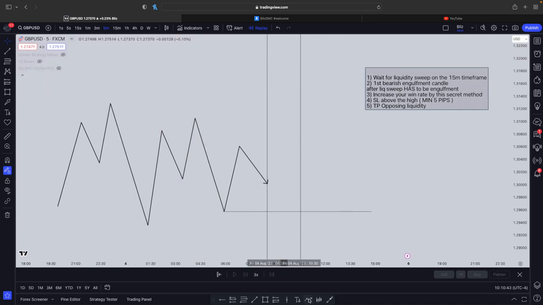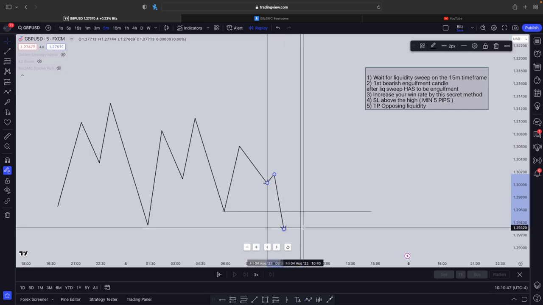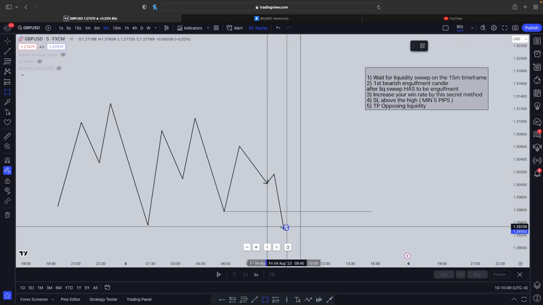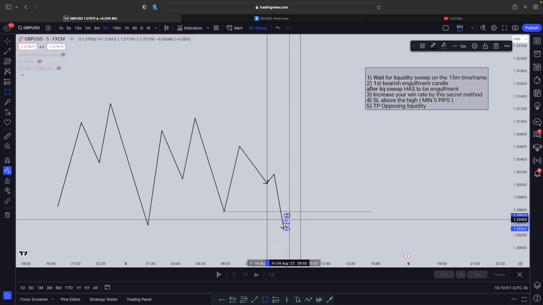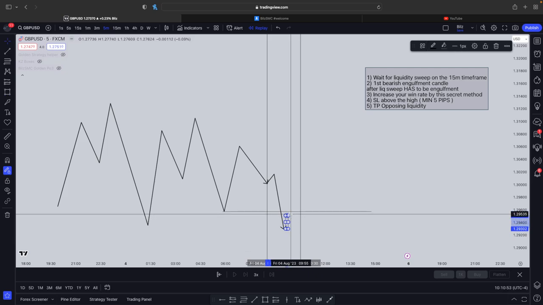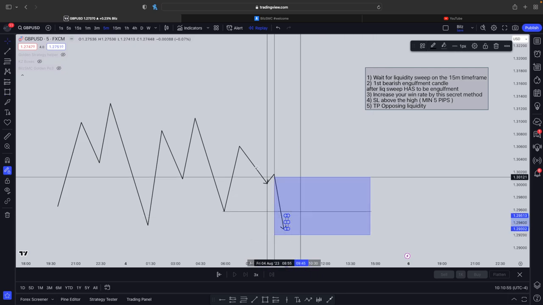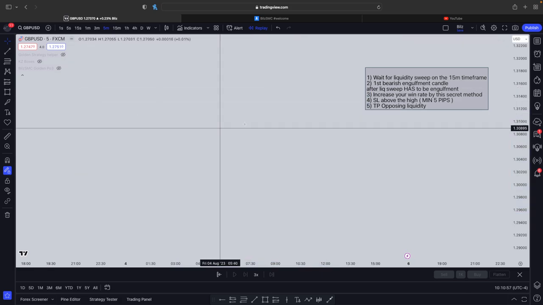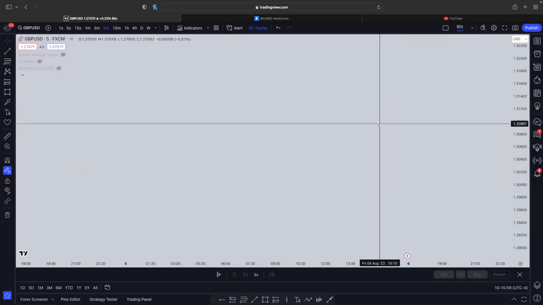So another example right here, if we're going to enter buys, just wait for this to be taken out. As soon as it's taken out, go down to the 1 minute time frame. Again, wait for the first bullish engulfment candle to form. If it forms, enter your trade. If it doesn't, leave your trade, go on to another example. So you're not going to understand it by me just saying this. Let me actually show you some chart examples in this one, you'll fully understand it.